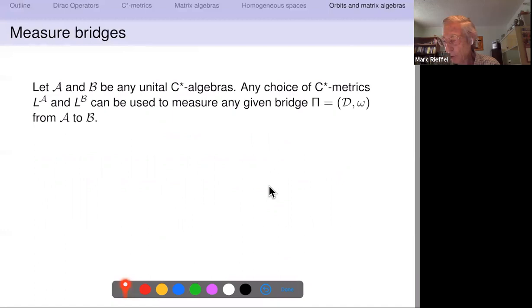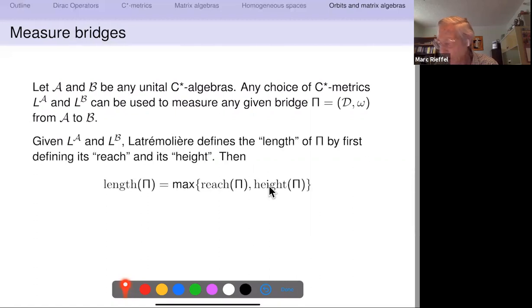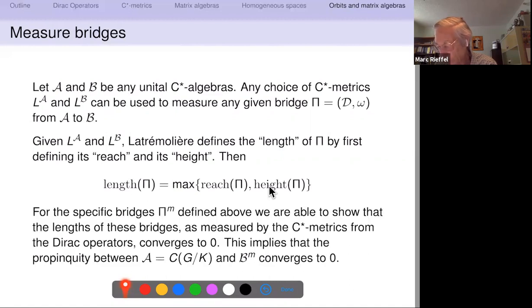So going back to the general situation, if A and B are unital C-star algebras, then any choice of C-star metrics on LA and LB can be used to measure any bridge that you are given. And the way Latrémolière does this, he wants to define the length of a bridge. First he defines the reach of the bridge and then the height of the bridge, and the length is just the max of those two.